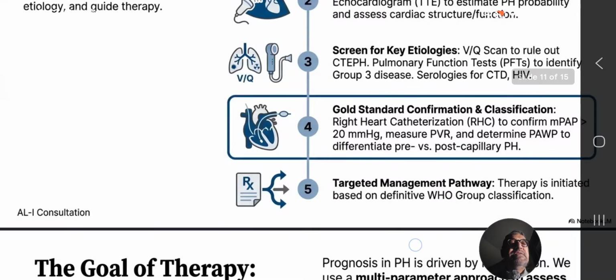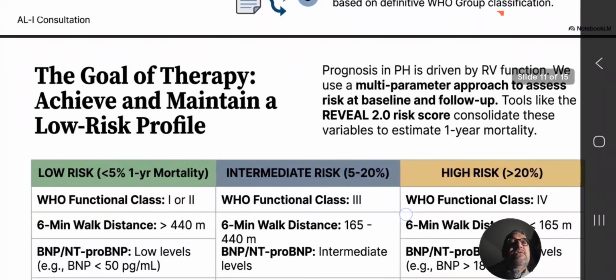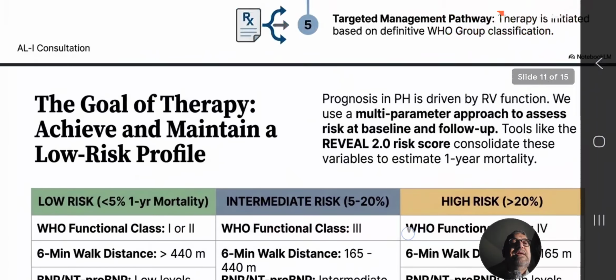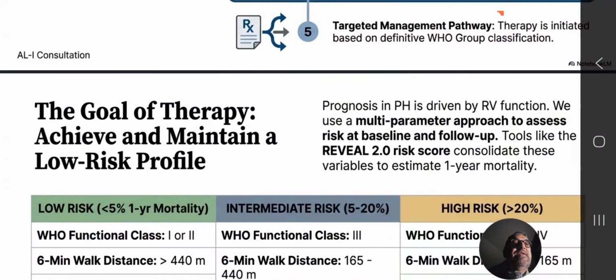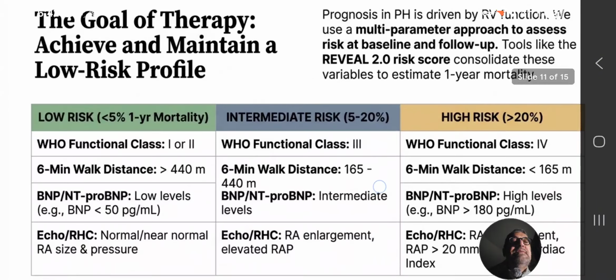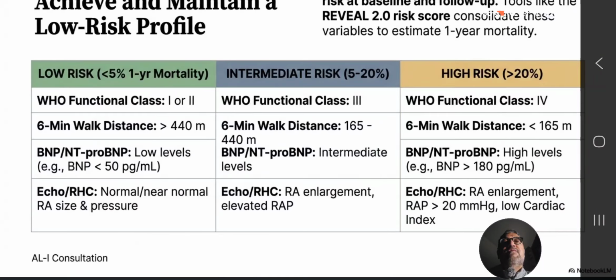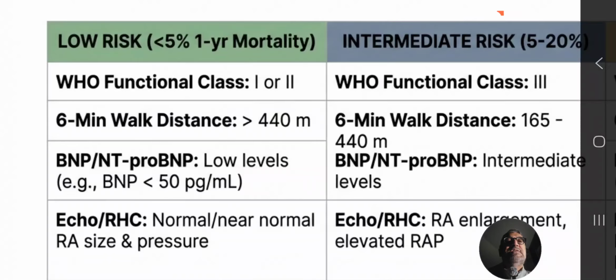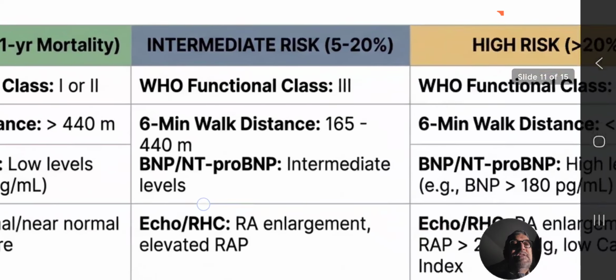Targeted management depends on the underlying etiology. The goal is to achieve and maintain a low risk REVEAL profile. The REVEAL profile is a multiparameter assessment. For example, a low risk patient with less than 5% 1 year mortality would have a functional class 1 or 2, 6-minute walk distance greater than 440 meters, BNP levels would be low, and the echo would show normal or near normal RA size and pressure.